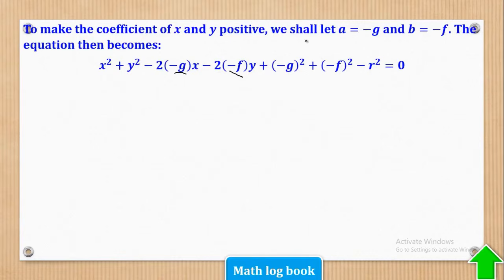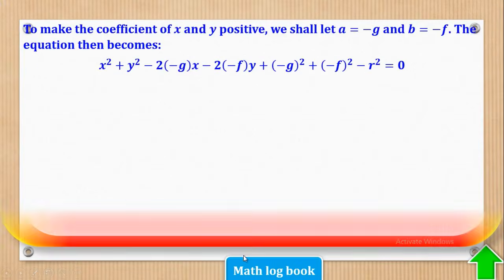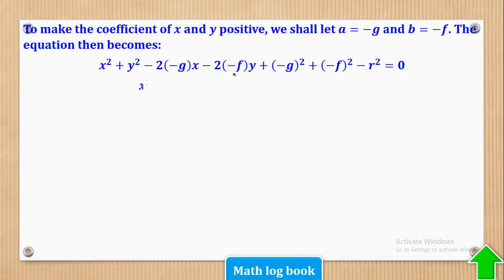So the reason why we are letting it be negative g and negative f is to get an equation which is consistent with the one in your mathematical logbook. Therefore, you don't use any other letter. You make sure you use g and f. So when I do that, this and this gives you positive, this and this gives you positive, which is that, and this is that.